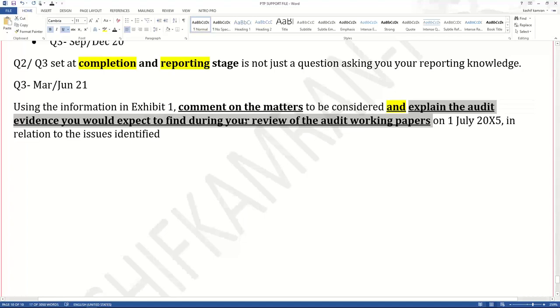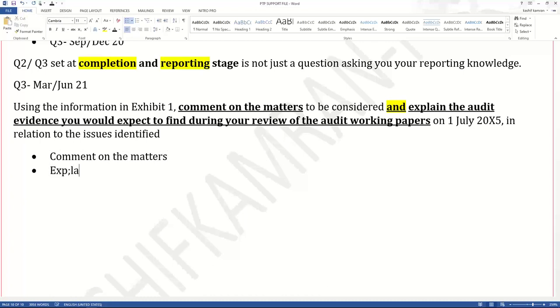Two requirements. So this question is asking us two things. Number one, we need to comment on the matters. Number two, we need to explain the evidence you should expect to find in your file review. So two things, right? Now, how many issues we have? Expect to find. Okay, comment on the matter.